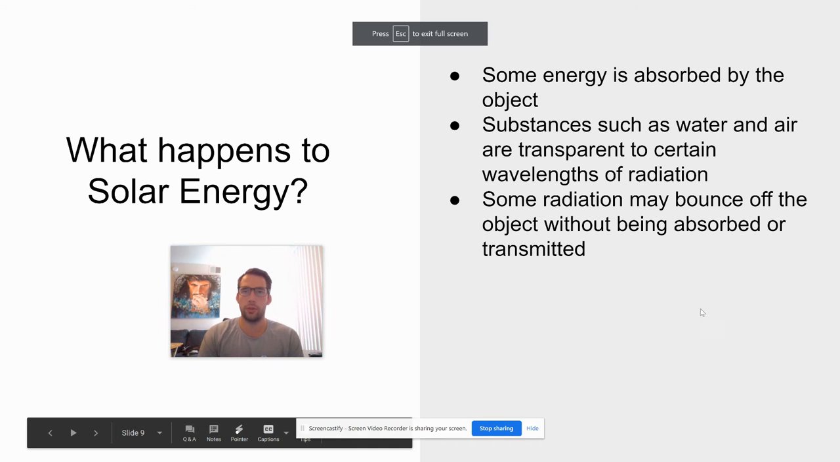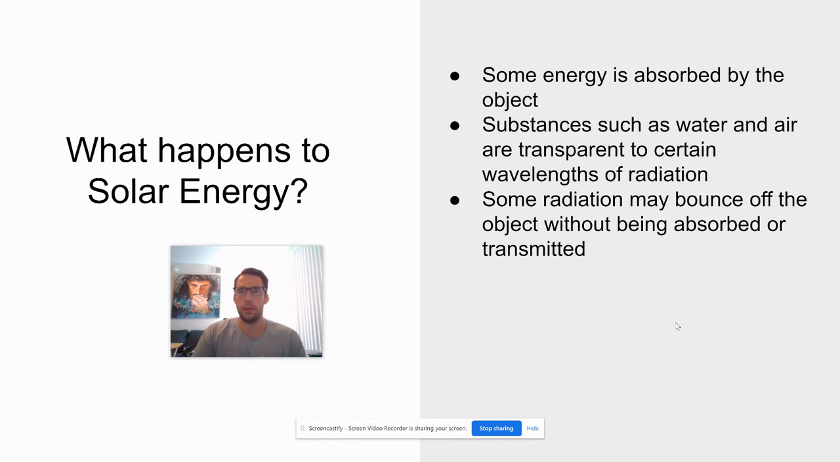So what happens to solar energy from the sun? Some of the energy is going to be absorbed by the object, that being the Earth. Some substances, such as water and air, are transparent to certain wavelengths of radiation. And then some of the radiation is going to bounce off the object without being absorbed.